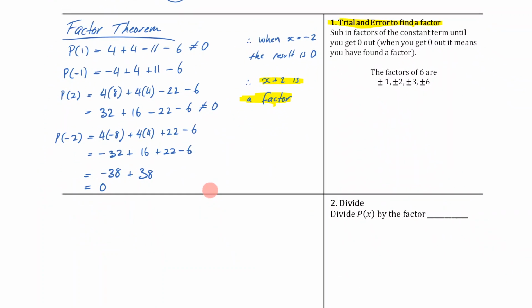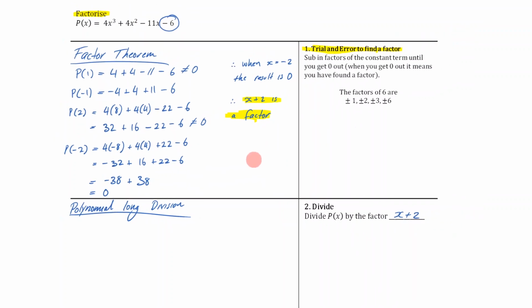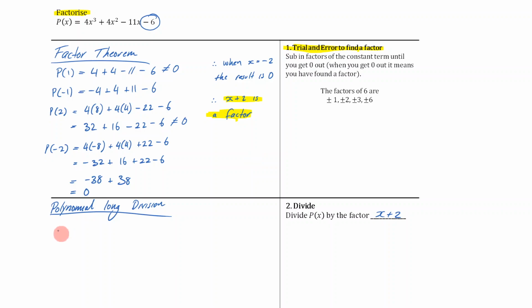All right, having done that, the next thing that we do is polynomial long division. So the first step is the factor theorem, a bit of trial and error. Then the next one is polynomial long division. So you divide P of x by the factor that we just found, x plus 2. Now I have to zoom out just to have a look at what my P of x is. So it's going to be x plus 2 into 4x cubed plus 4x squared minus 11x minus 6. Okay, good. Make sure you write it out correctly.